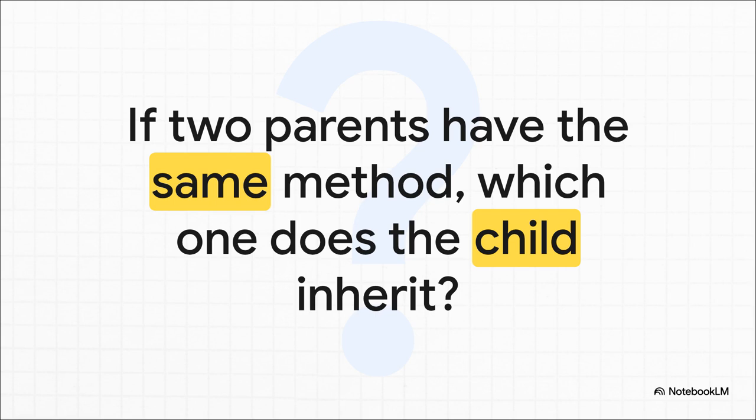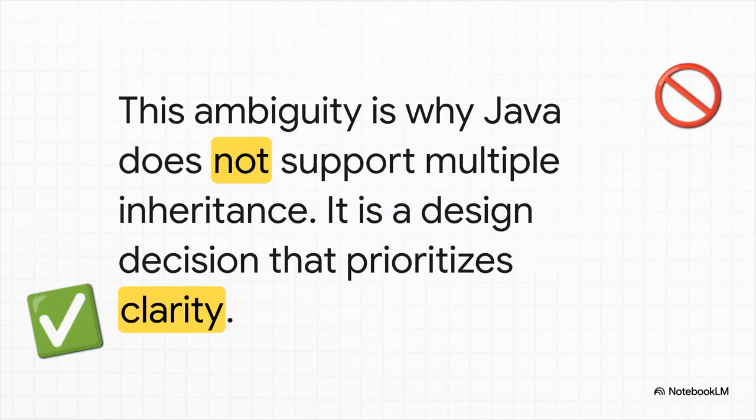It's completely ambiguous. So, to avoid this whole mess, the designers of Java made a very clear and deliberate choice. Java simply does not support multiple inheritance with classes. Period. It's a design decision that prioritizes clarity and predictable code over anything else. It keeps the family tree from getting tangled up in knots.